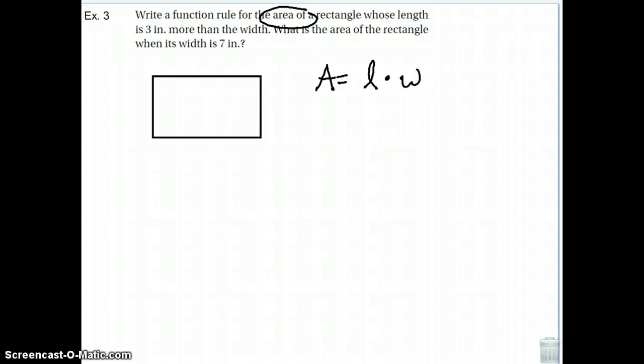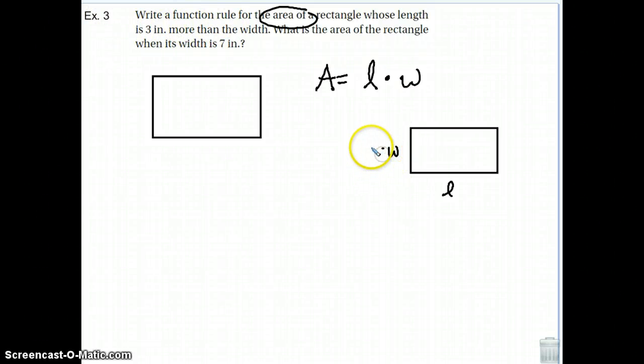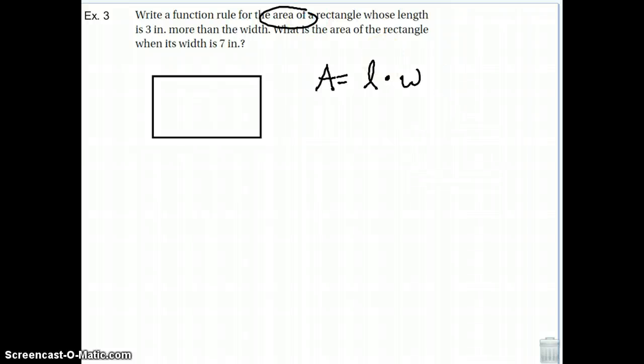So let's just do an example here on the side. Let's label this our length and this our width. If the length is 3 inches more than the width, that means if the width was 3, you would have to take 3 more than 3, and that would mean that the length is 6. That's kind of what we're going to be trying to figure out, but they don't give us numbers right away, so we have to write that function rule.